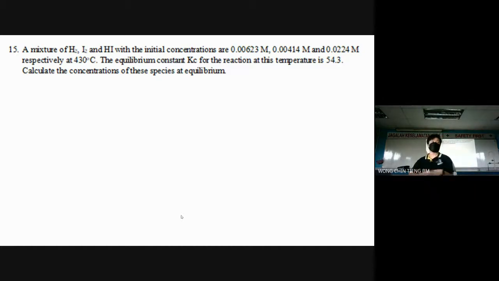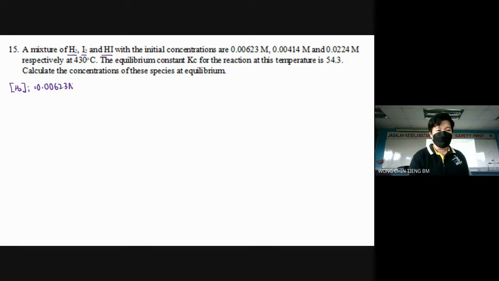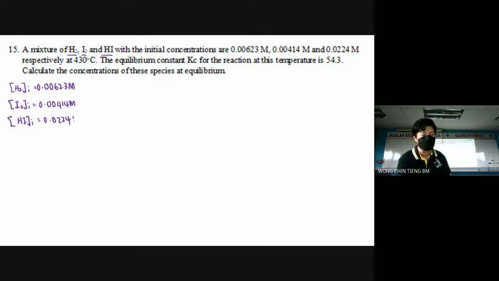Very quick, saya bincang cara je, saya tak tunggu kamu settle equilibrium. Quadratic tu kamu tekan sendiri ya, quadratic tu saya tak ajar dah. A mixture of H2, I2 and HI with the initial concentration. So yang dia bagi ni semua adalah initial. I have the initial of HI given 0.00623. I have the initial of I2 given. Semua adalah initial 414 molar. I have the initial of H2 given. Semua dah bagi. Dia mula dengan soalan senang tapi dia berakhir dengan cara yang susah, quadratic.